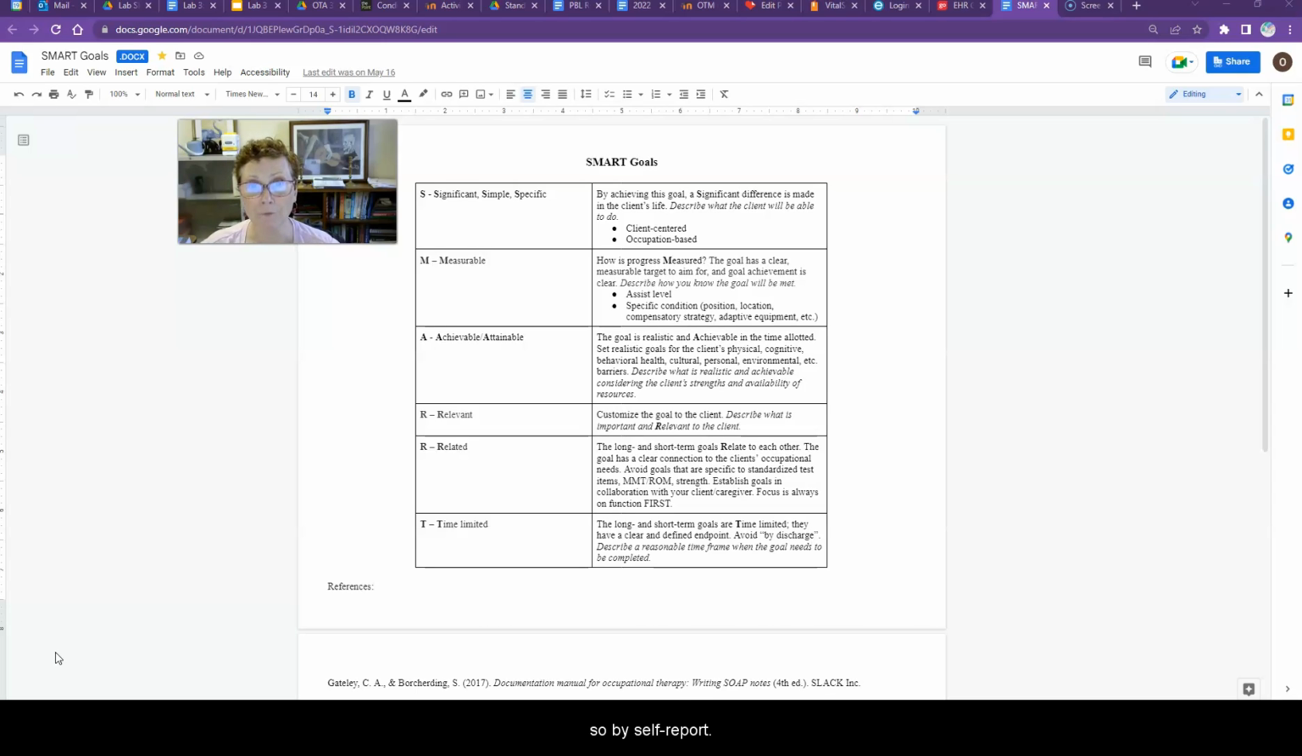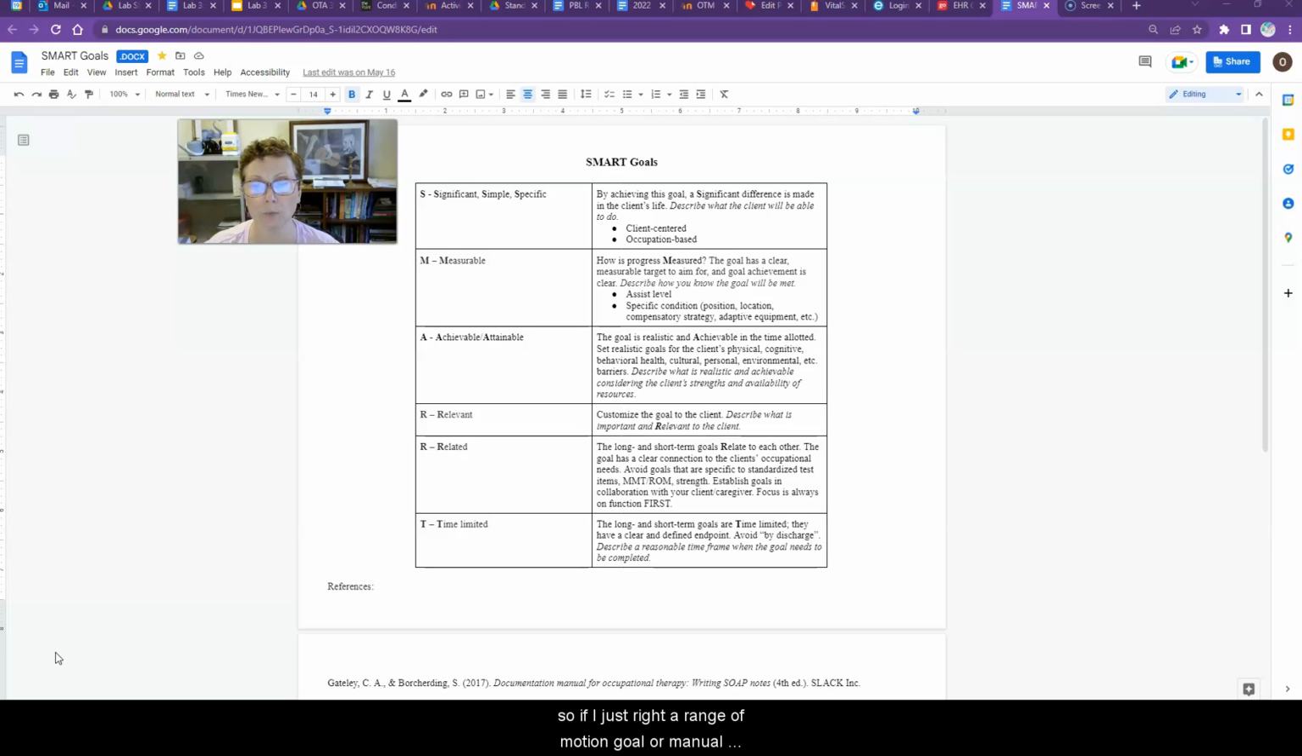So by self-report, the client will wash her hands without pain by her report 50% of the time. It's specific to her, it's client-centered, you're describing what you want her to be able to do, and now you've measured it: 50% of the time within 1 week. Then how do you modify that goal to show her improvement? You also want this goal to be achievable and realistic. You want her to be able to achieve this goal.